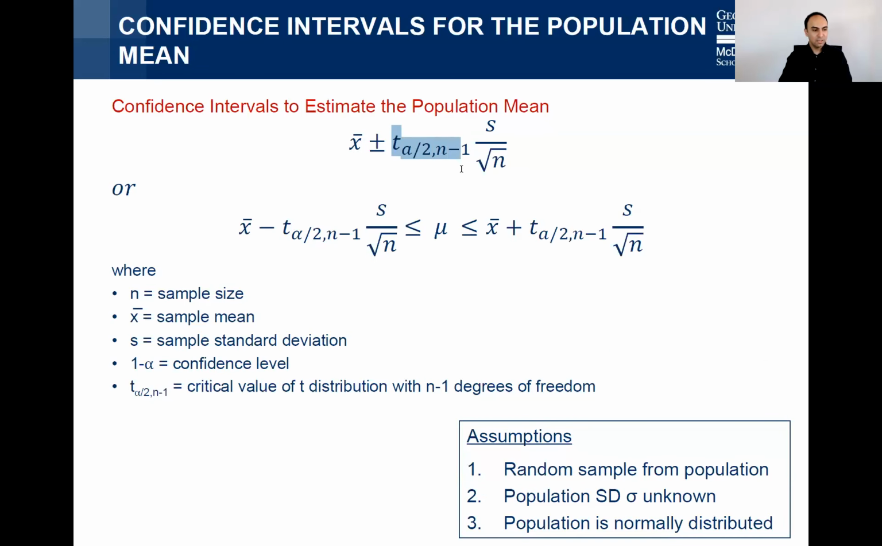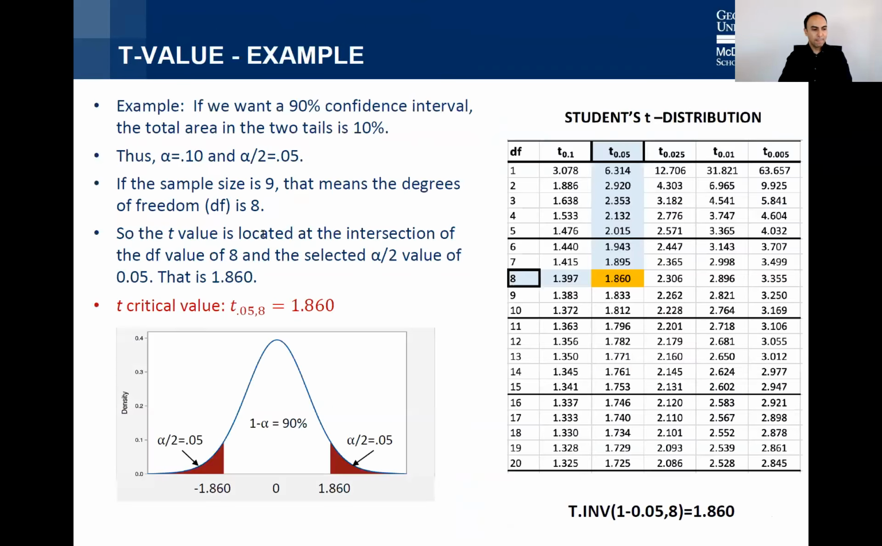So we're just going to plug in 1.86 for this number, and the rest we already know. Well, is there a more efficient way we can find that value? Yes, you can use this formula in Excel: 1 minus alpha half, so 1 minus 0.05, comma, n minus 1, which is 8. That will be 1.860, as you can see here.